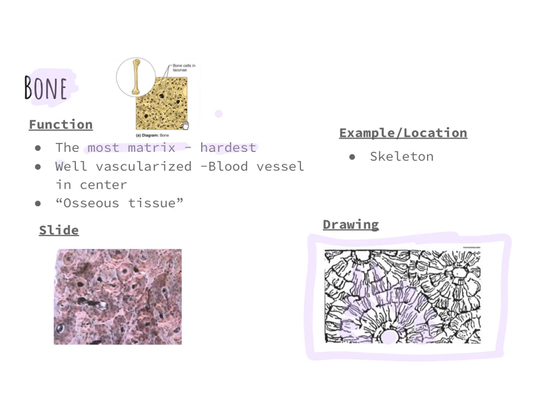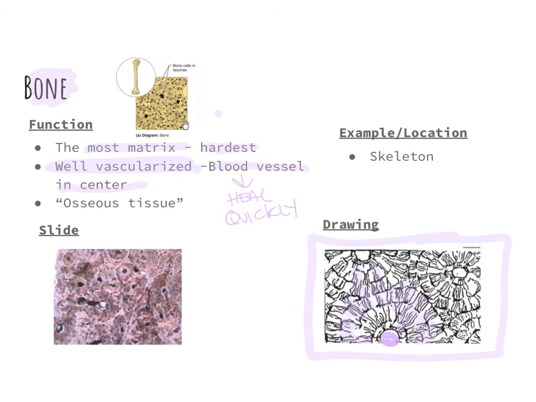Bone is extremely well vascularized. That circle in the center that you see right here actually has a blood vessel running through it. So bone is very well vascularized, which means it can heal quickly. Okay, so if you ever heard that breaking a bone heals faster than tearing or rupturing a tendon, that's why, because bone is extremely well vascularized. The more blood, the easier it is to heal.